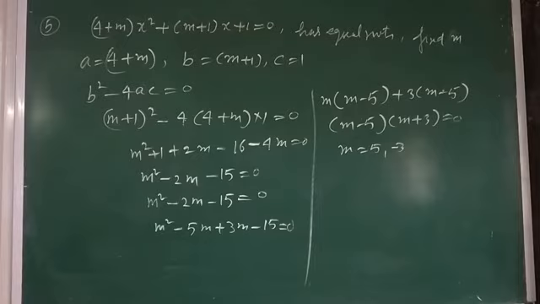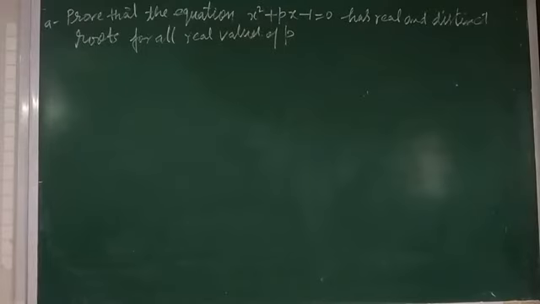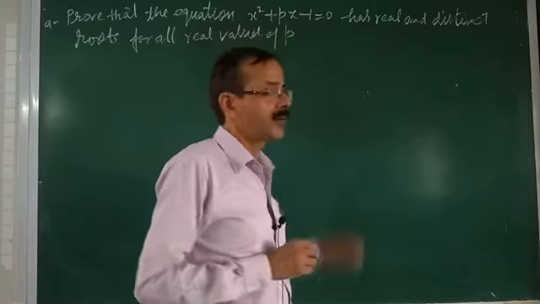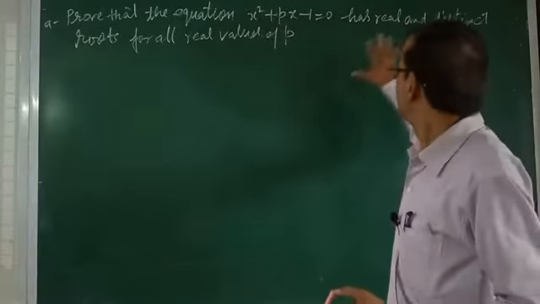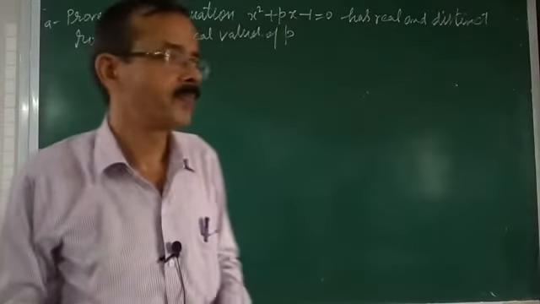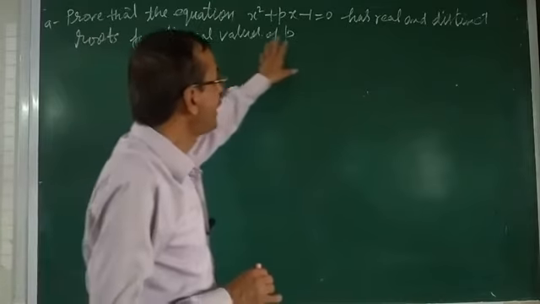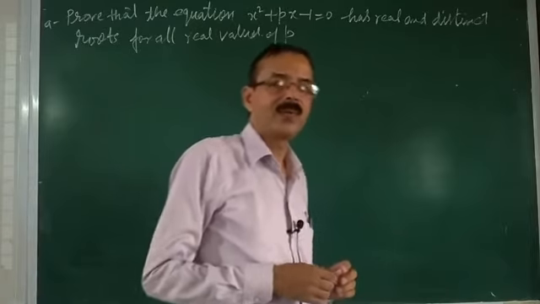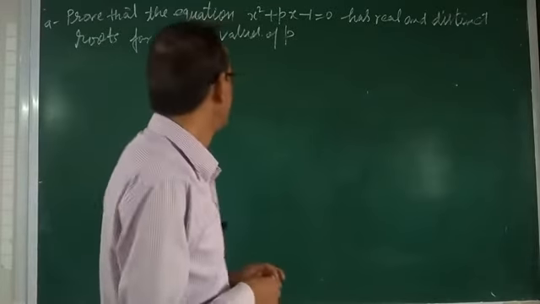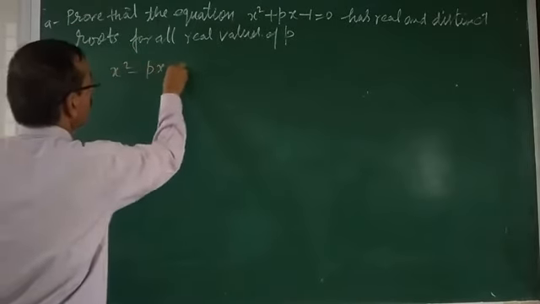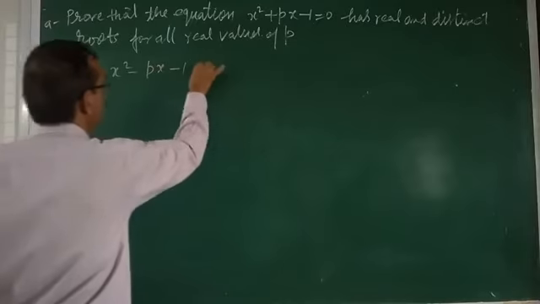Okay, let's take one more question after this. That will be the last question for today in this video. Prove that the equation x square plus px minus 1 is equal to 0 has real and distinct roots for all real values of p. Very simple. If we have to prove real roots, it means we should prove that the discriminant is greater than 0, a positive number.